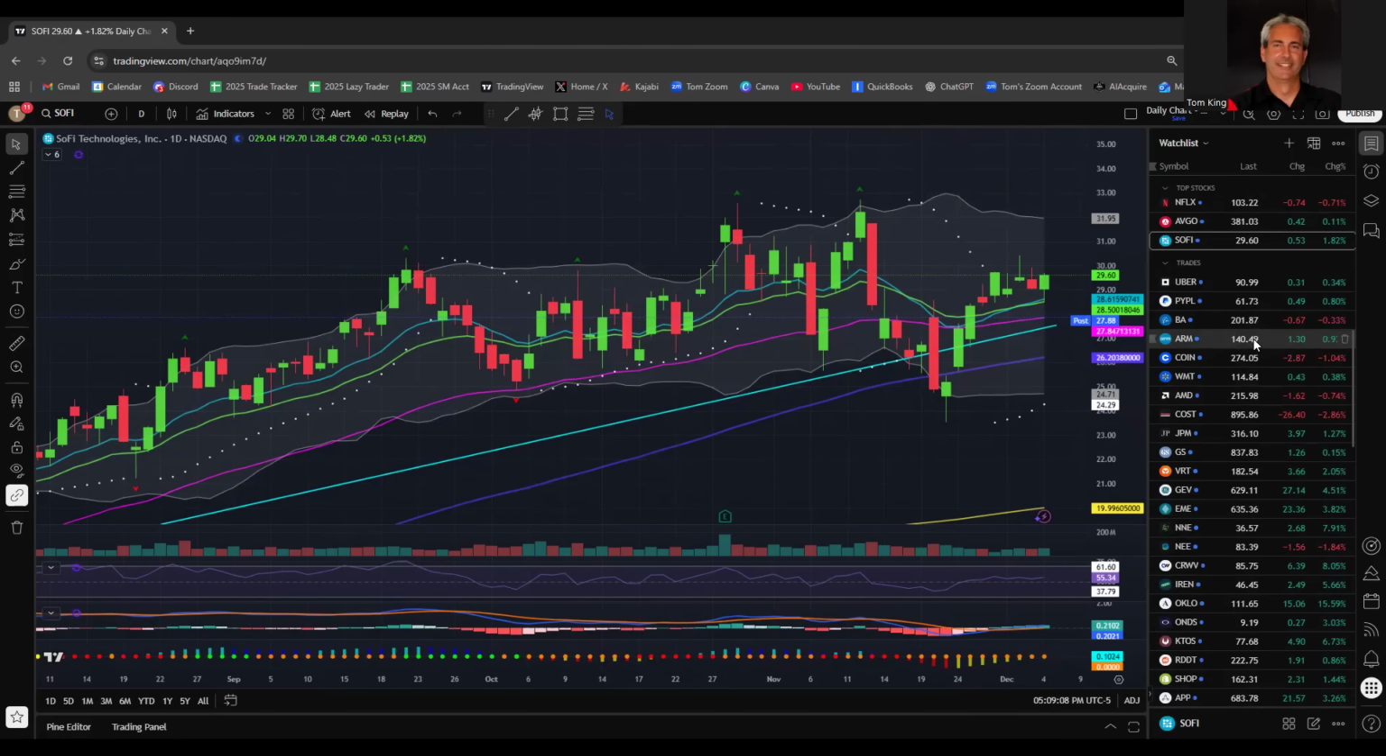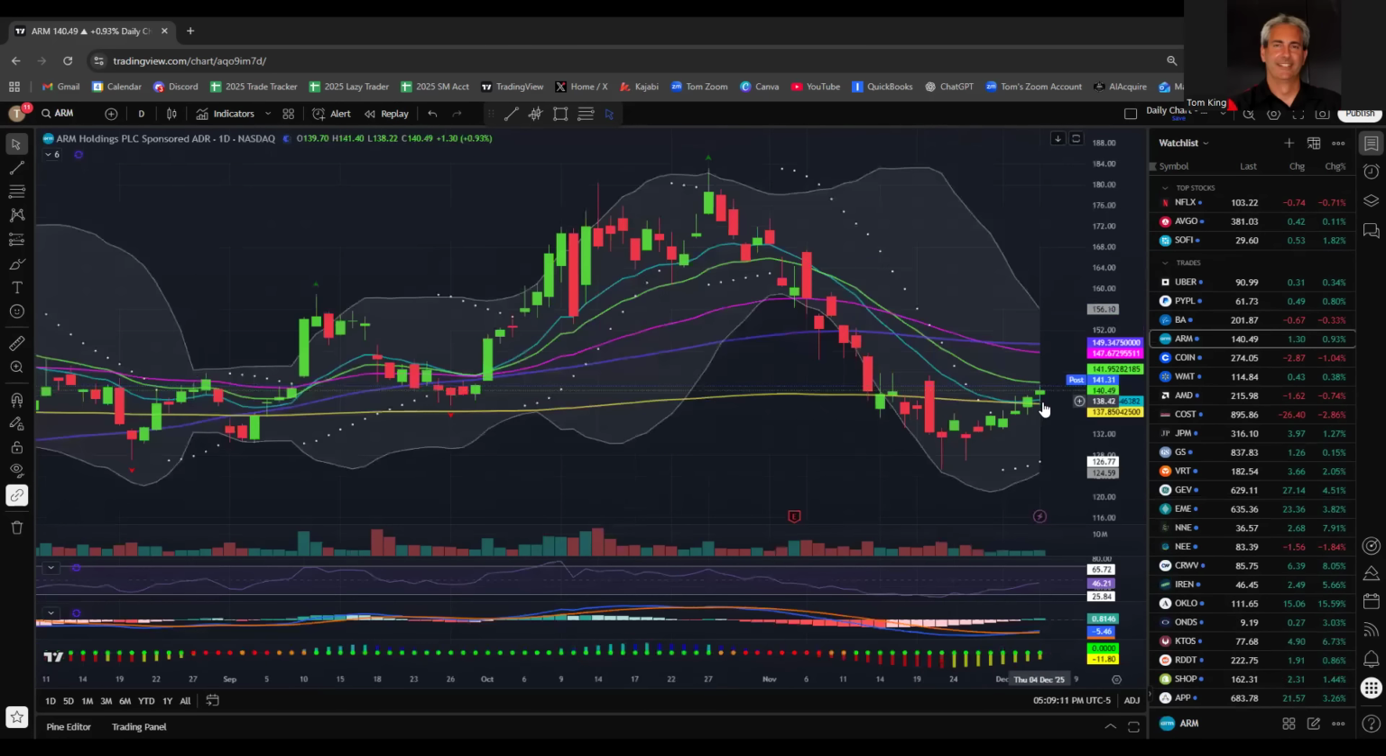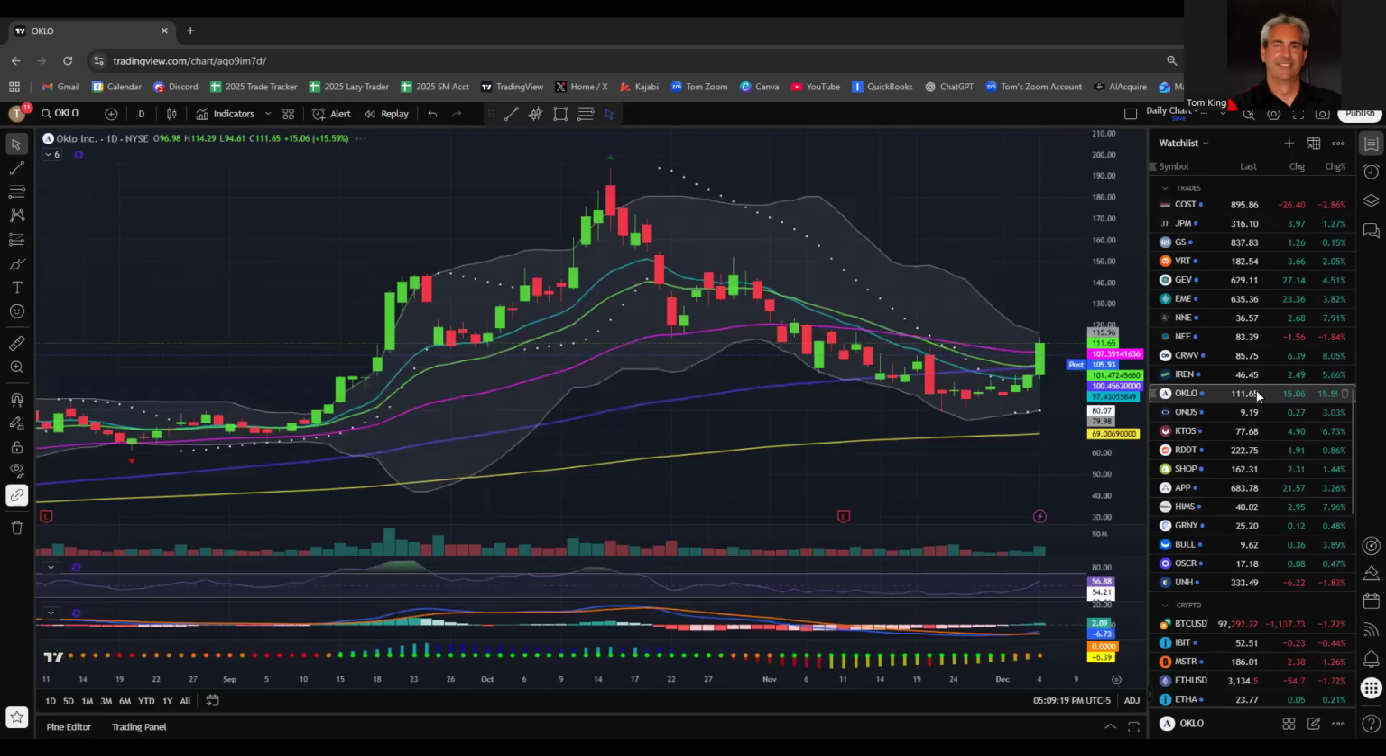Let's look at maybe one or two other things in here. ARM, it's getting there. It's not there yet. We'll hold off on ARM. I don't know. Oklo, I do like this one. So I like Oklo in here. Everything looks good for this thing to blast off.